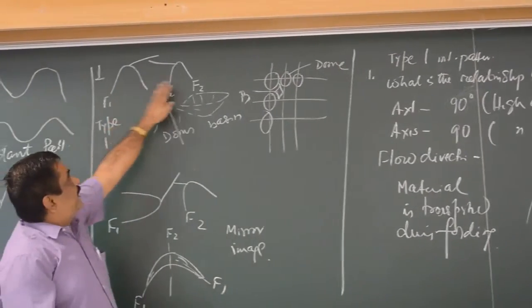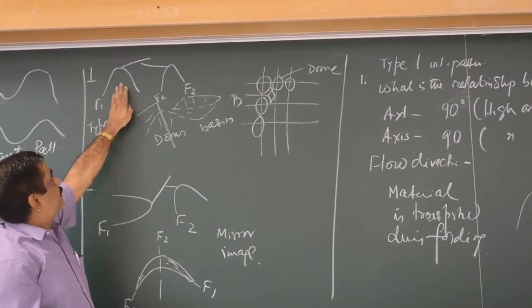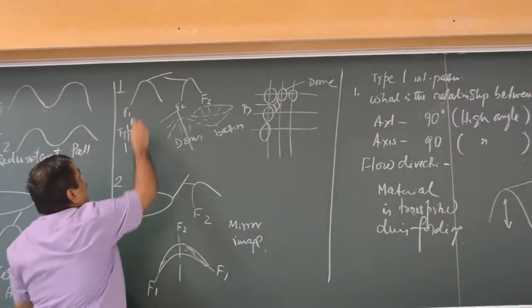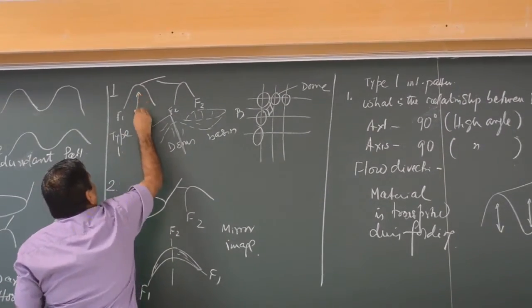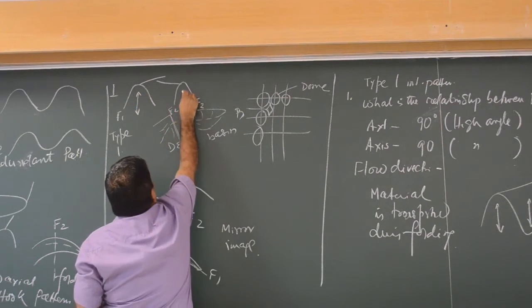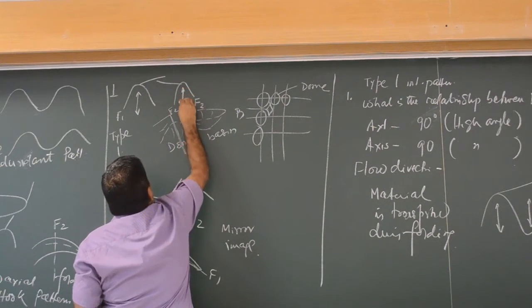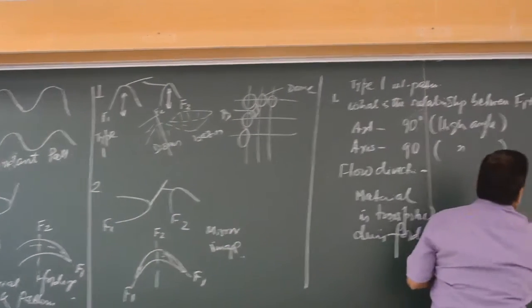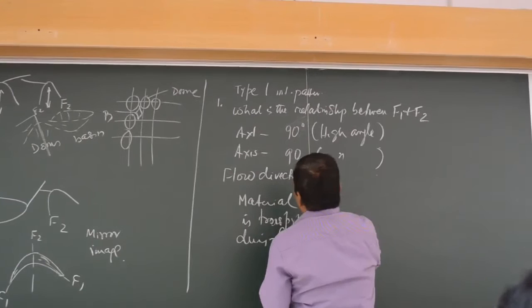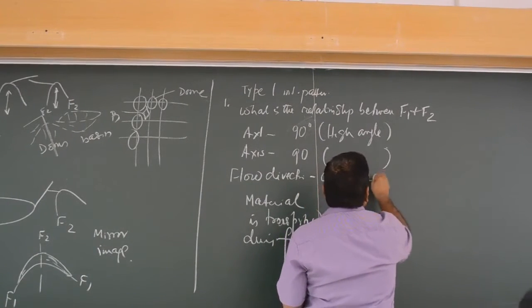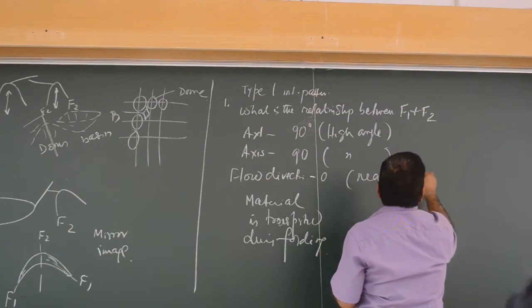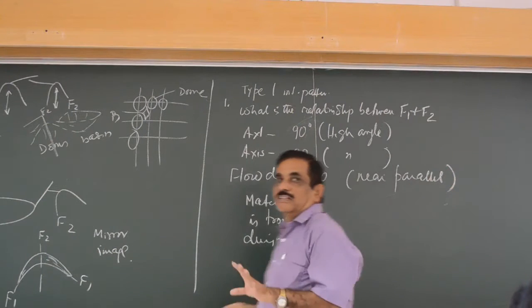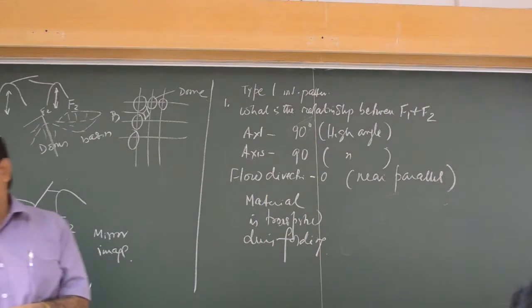So this fold and this fold, what about the flow direction in case of F1? F1 is like this. What about F2? F2 is also like that. So what is the angle between the flow directions? Parallel. So instead of writing 0, you can say near parallel. You understood this part?